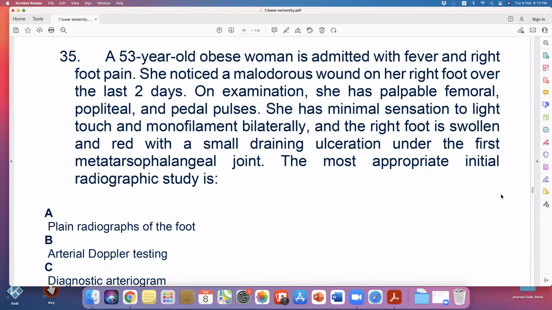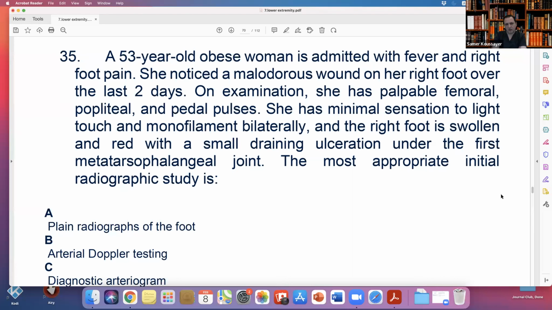A 53-year-old obese woman is admitted with fever and right foot pain. She noticed a malodorous wound on her right foot over the last 2 days. On examination, she has palpable femoral, popliteal, and pedal pulses. She has minimal sensation to light touch and monofilament bilaterally. And the right foot is swollen and red with a small draining ulceration under the first metatarsophalangeal joint. The most appropriate initial radiographic study is X-ray.